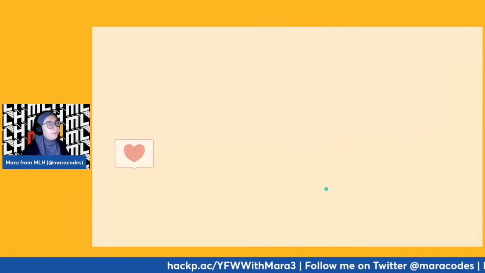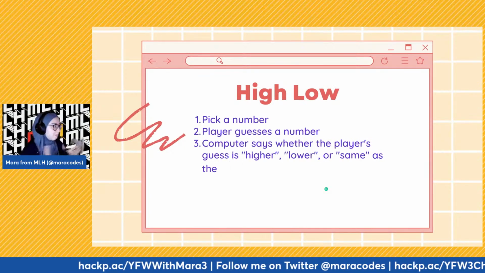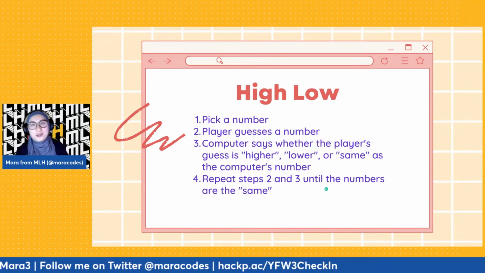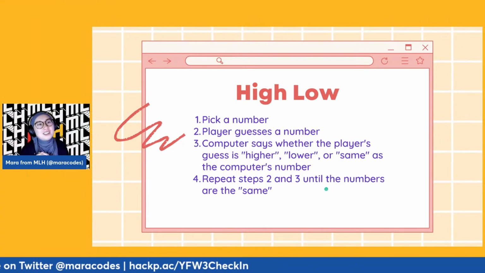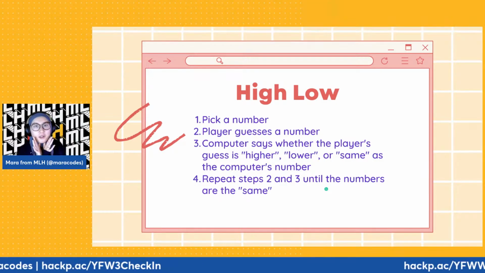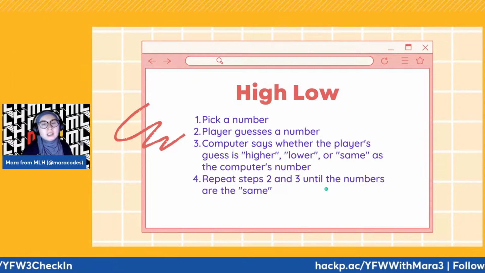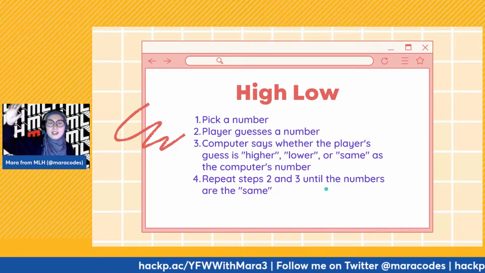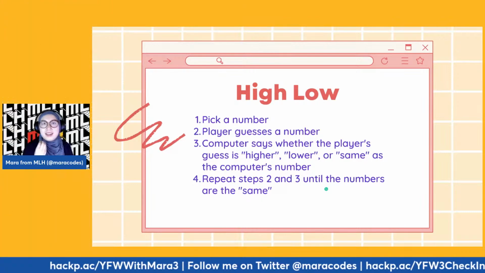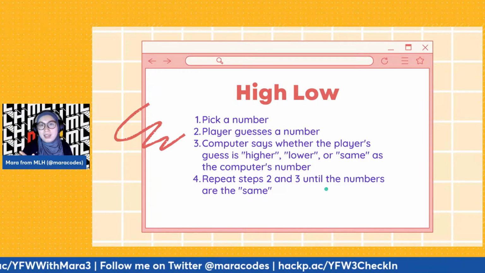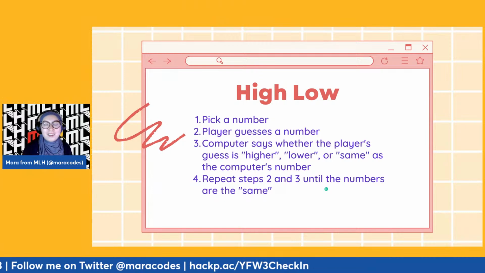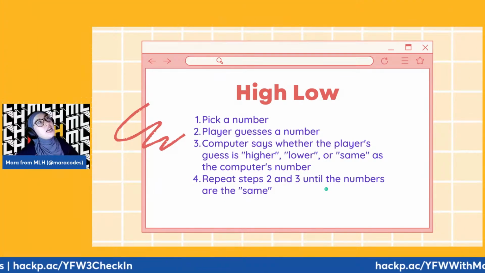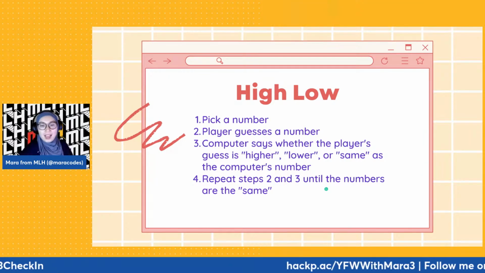Let's go back. High, low. Okay, these are the rules. This is pseudocode, okay? Pseudocode is just a fancy word for logical English, specific English. So high, low. First, we pick a number. This number is the answer. The player then guesses a number. This is a game you might have played when you were little, or maybe with a friend, where you do it through voice, like, I'm thinking a number 1 through 10, guess. That's essentially what we're doing.